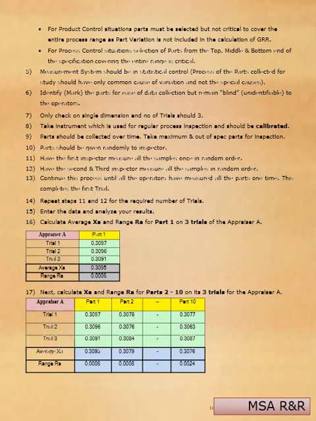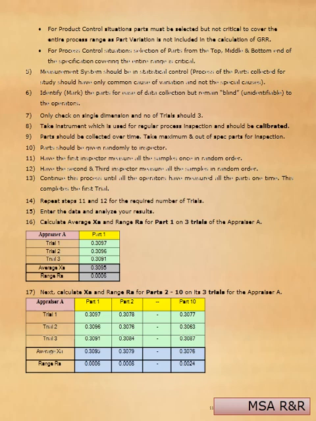For process control situations, selection of parts from the top, middle, and bottom end of the specification, covering the entire range, is critical. The measurement system should be in statistical control. That is, the process of the parts collected for the study should have only common causes of variation, not special causes.